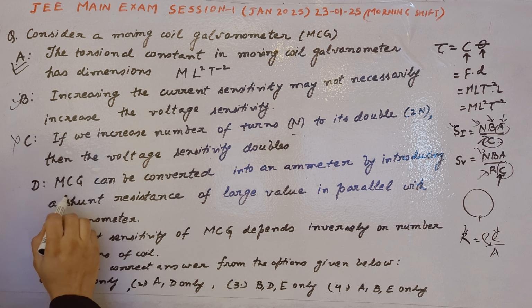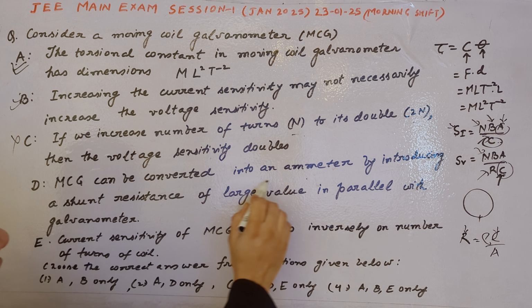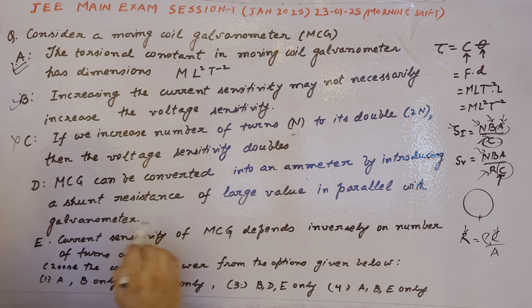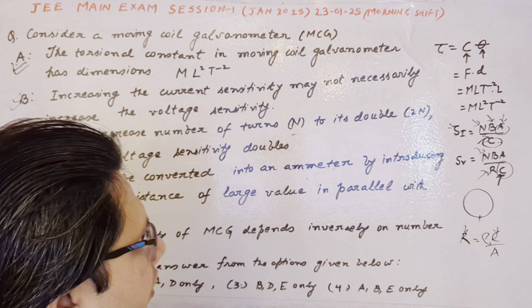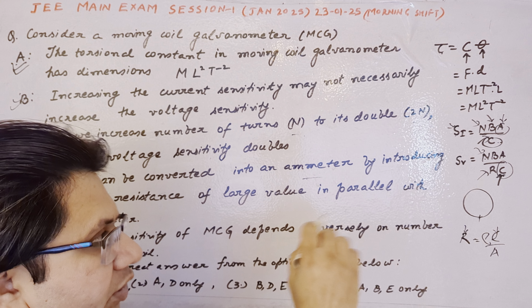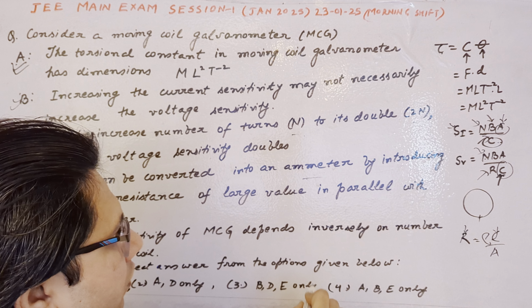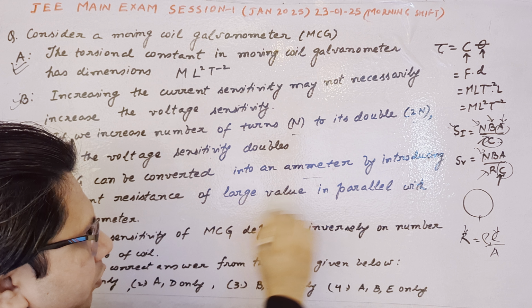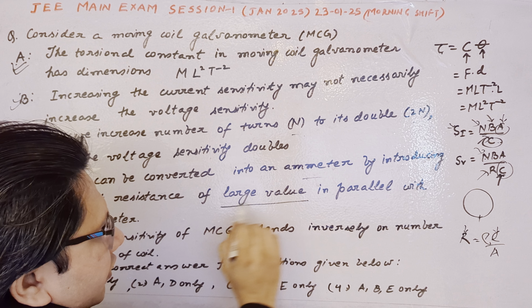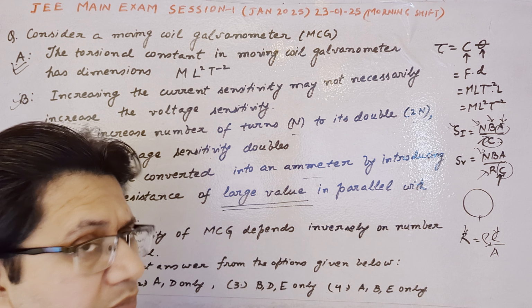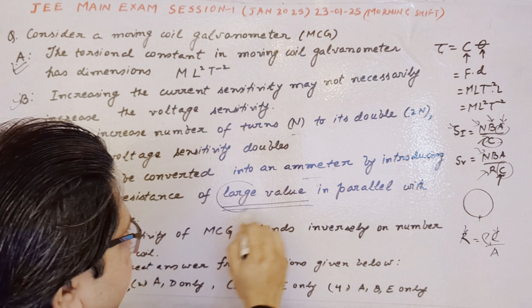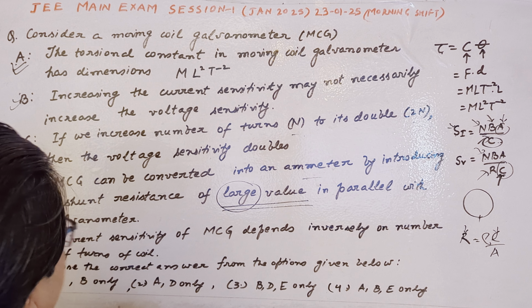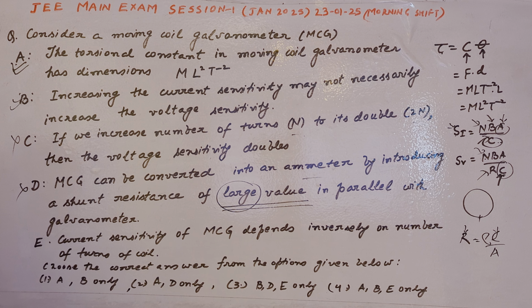Now the D statement is: moving coil galvanometer can be converted into an ammeter by introducing a shunt resistance of large value in parallel with the galvanometer. Now we can convert the galvanometer into an ammeter or a voltmeter. For ammeter, we have to place a shunt in parallel with the galvanometer. That's true up to now, but it is not having the large value. The shunt which is placed in parallel with the galvanometer is having a small value. So that's why this "large" here is incorrect. So this particular statement is also incorrect.